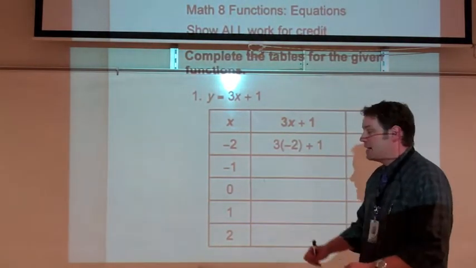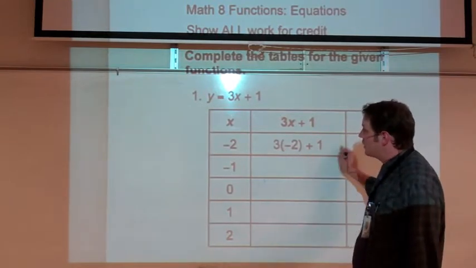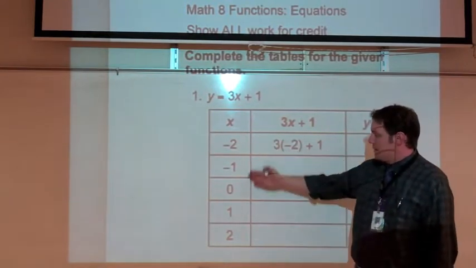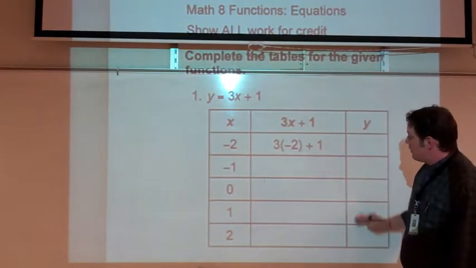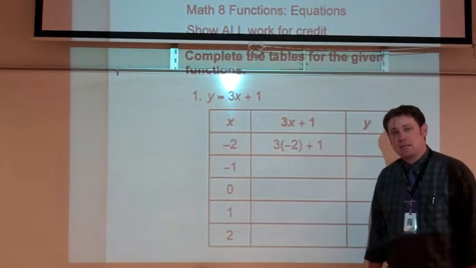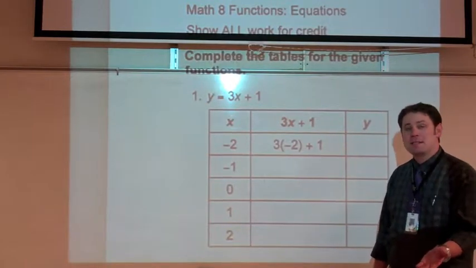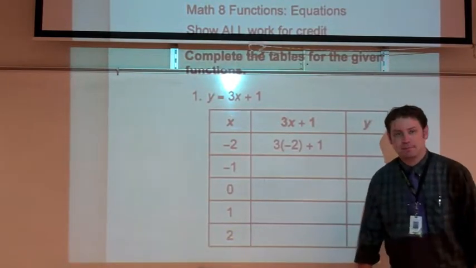I'd like the sub to pass out this sheet, and I want you to work this problem right here. These are all the input values given to you. I want you to use our function rule, and I want you to come up with the output values that go with this. Please press pause and finish this table.